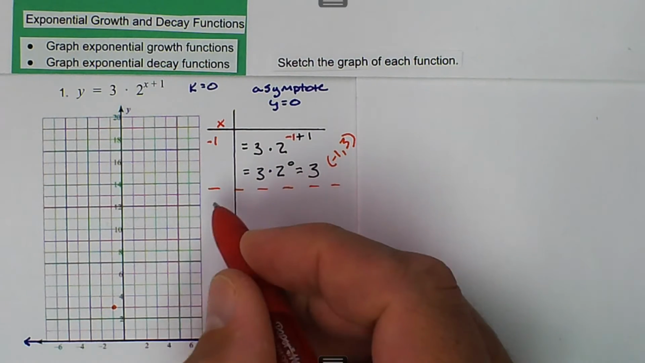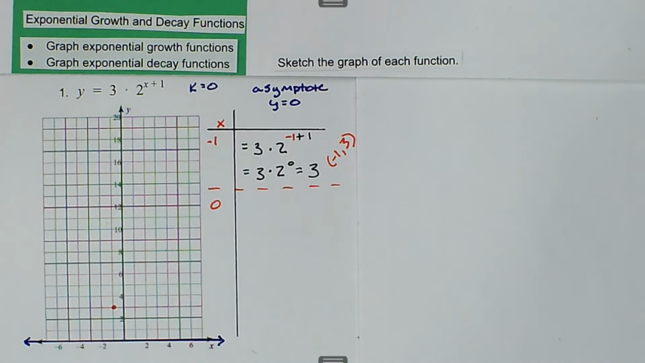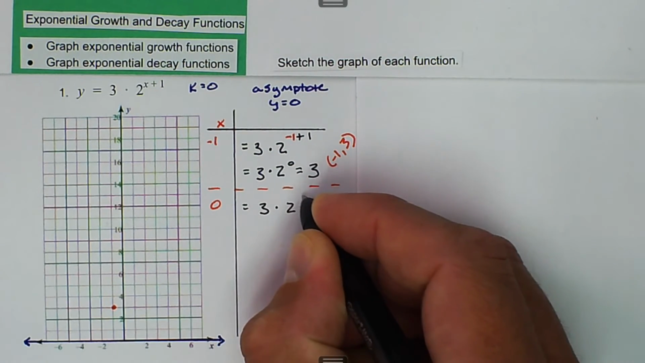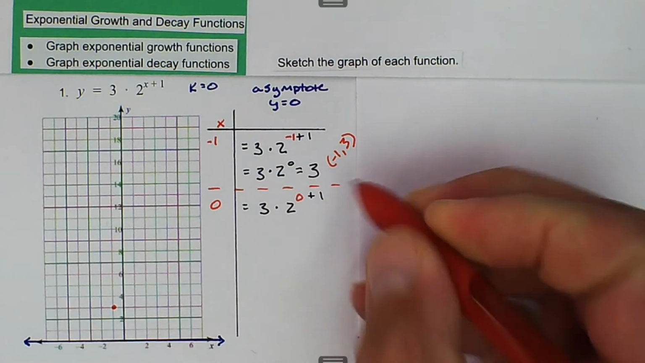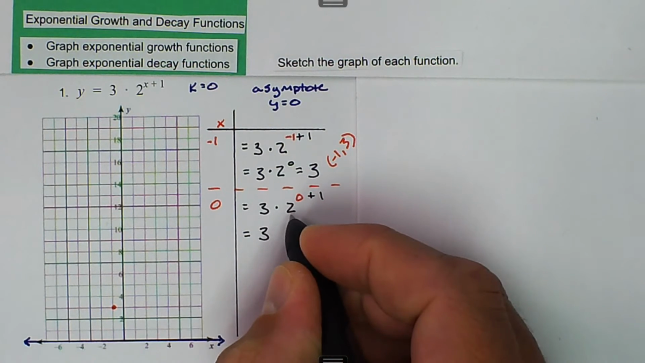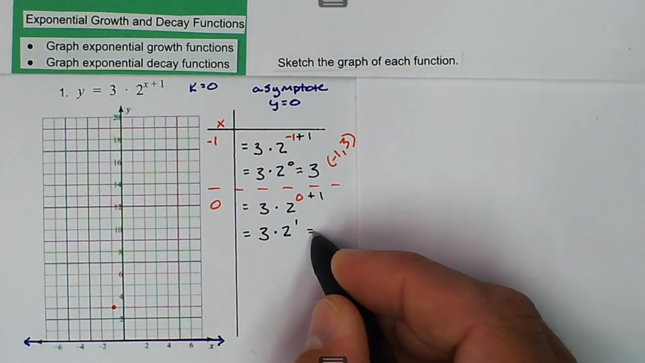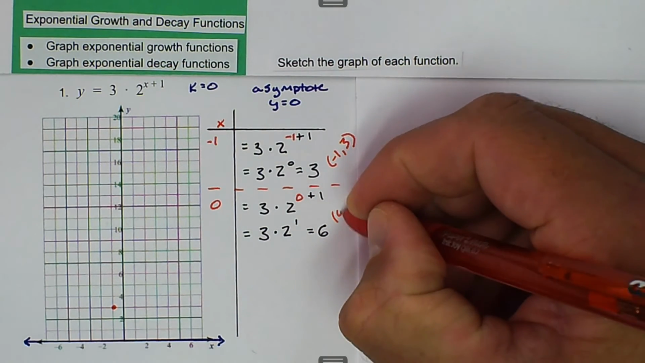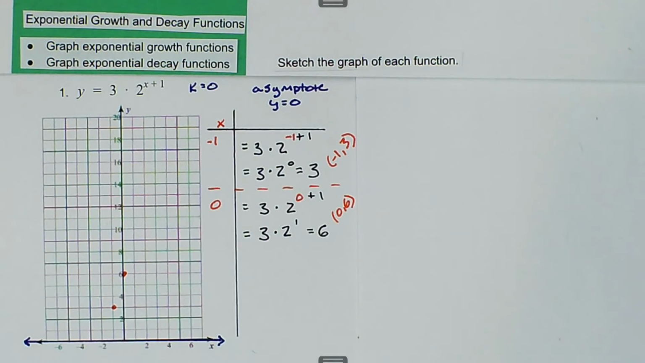Then we take a look at another one. Another value that we can pick is 0. And we can substitute that in. So we get 3 times 2 to the 0 plus 1. So I've got to substitute in 0 for the x. And when we substitute that in, we get 3 times 2 to the 1. 2 to the 1 is 2, which is equal to 6. So we get the ordered pair 0, 6. And that's that point right there.